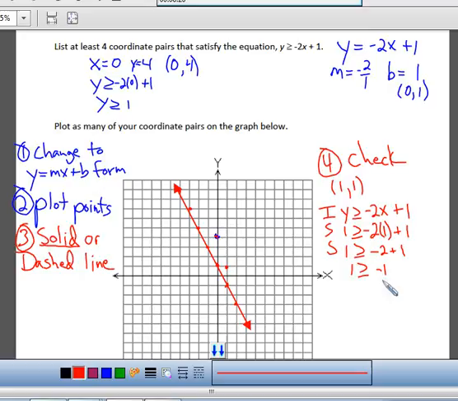And now we're down to our final step. Stating the solution for this inequality is a little different. We are going to shade the region, or the part, that is the solution.